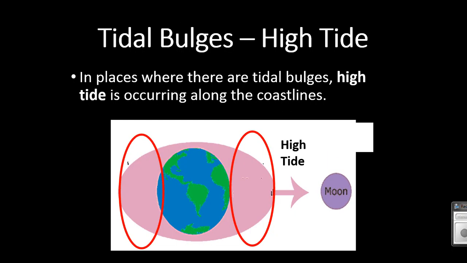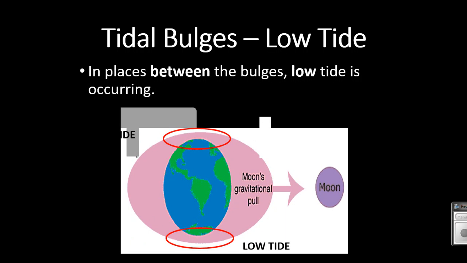So here's our high tides. They're going to be on the side closest to the moon. And our low tides are going to occur where we're at a 90-degree angle to the moon.